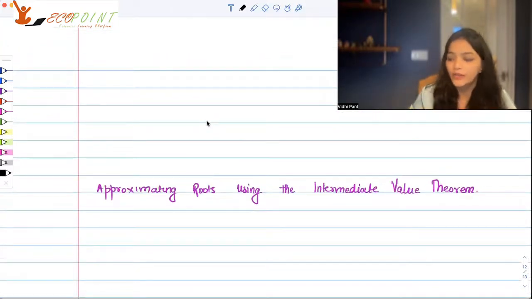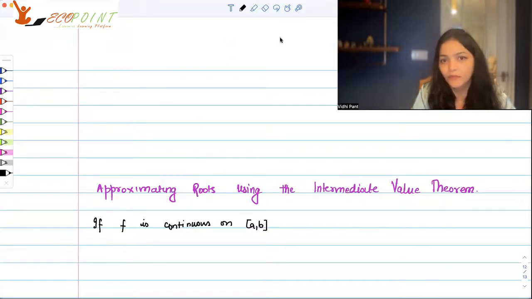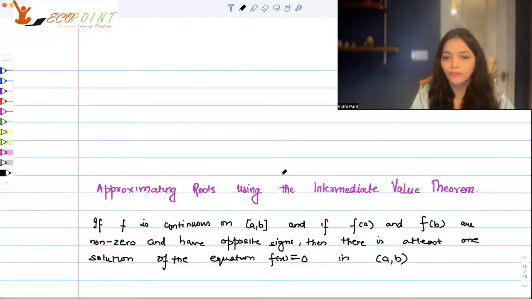More formally, let's just write it down. If f is continuous on closed interval [a, b], and if f(a) and f(b) are non-zero and have opposite signs, one is greater than 0, one is lower than 0, then there is at least one solution of the equation f(x) equals 0. That means there is at least one root in open (a, b), because again, I've specified that f(a) and f(b) are non-zero here.